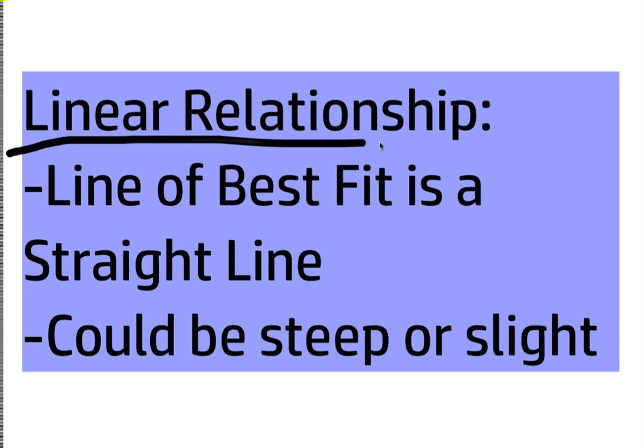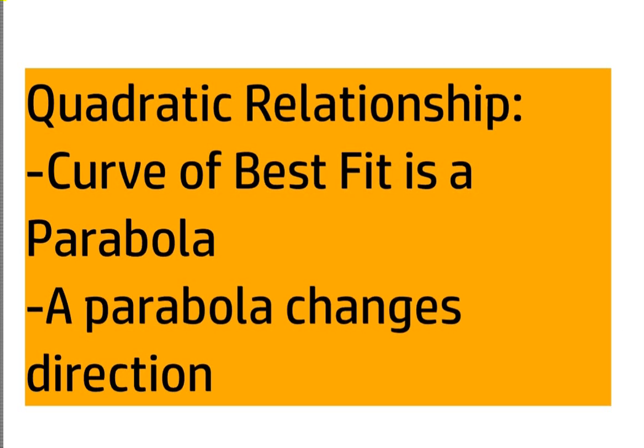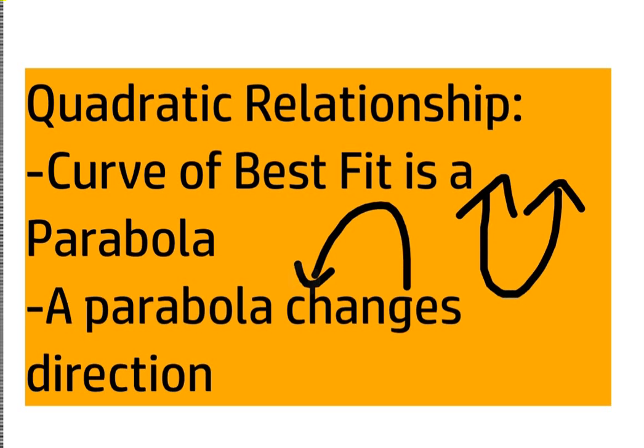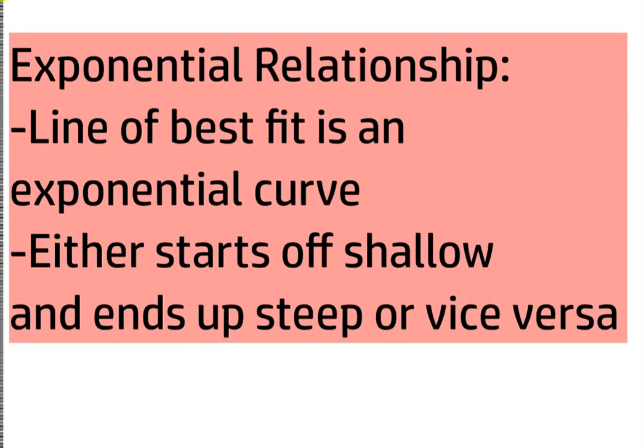Remember, we have three types of relationships. We have a linear, meaning it's a straight line. We have quadratic, which looks like a U, or it could be upside down. We have an exponential relationship, which starts out shallow and goes steep.